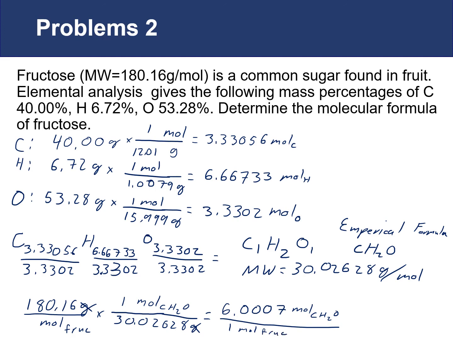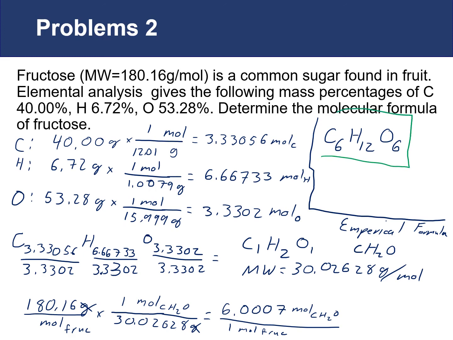So that tells us that our complete molecular formula would be, we can take our empirical formula and then multiply all of the subscripts by 6. So our molecular formula would be C6H12O6. And that would be our final answer for the molecular formula of fructose.